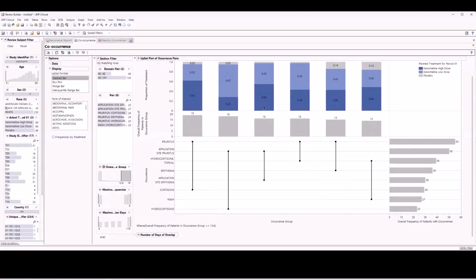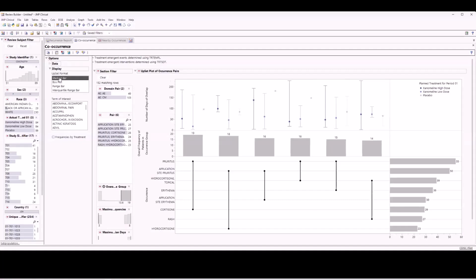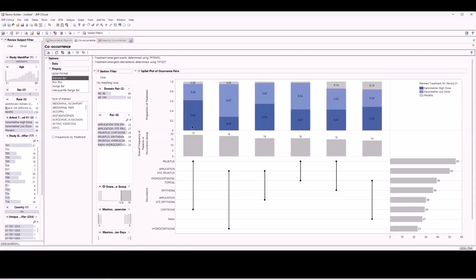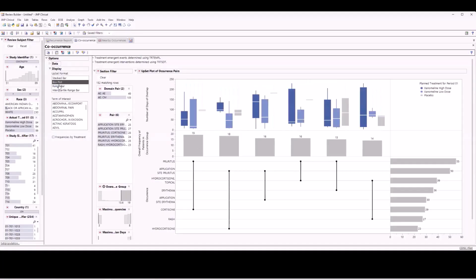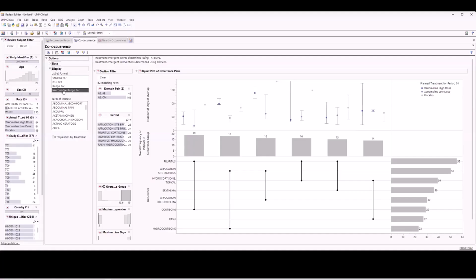And I can see that across all of these overlaps, a lot of them have to do with itching and the subsequent treatments of that itching, and I can see that a lot of those are occurring within the high doses of these particular treatments. And as far as modifying this plot, it's as simple as clicking this range bar. So here I'm understanding the proportion of these overlaps, how they occur within the different treatments. But here I'm getting summaries of the number of days of overlaps, whether it's a box plot or a range bar or an interquartile range bar.